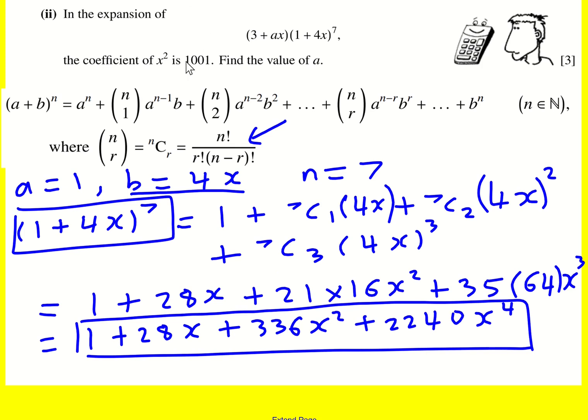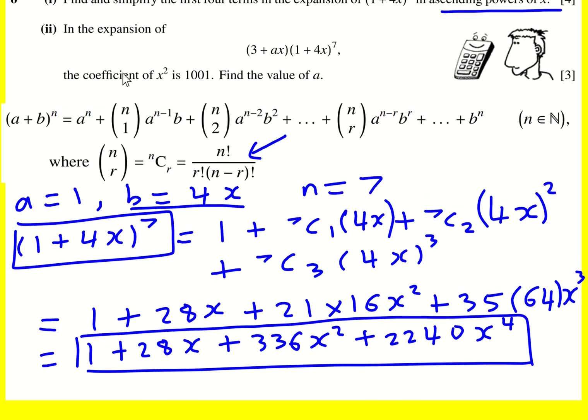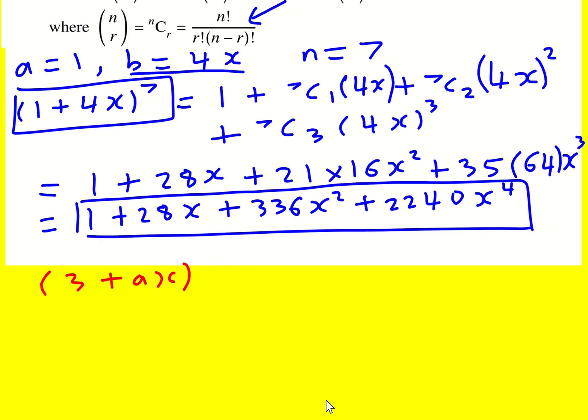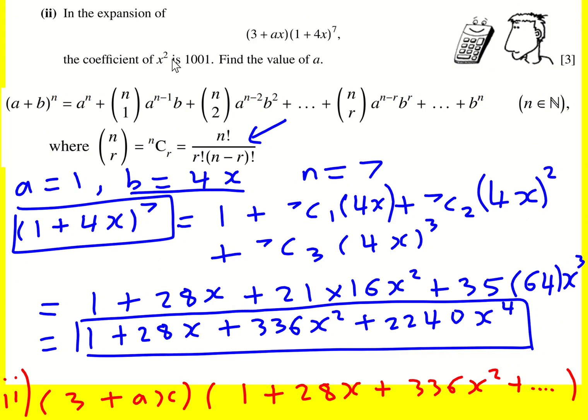Okay, in part B, we're told that the expansion of this, the coefficient of x squared, is 1001. Find the value of a. Right, let's put it together. So I've got 3 plus ax, and I'm timesing by this, but I'm going to write down my binomial expansion. This is part 2. Actually, that is enough terms because I'm only interested in the coefficient of x squared.